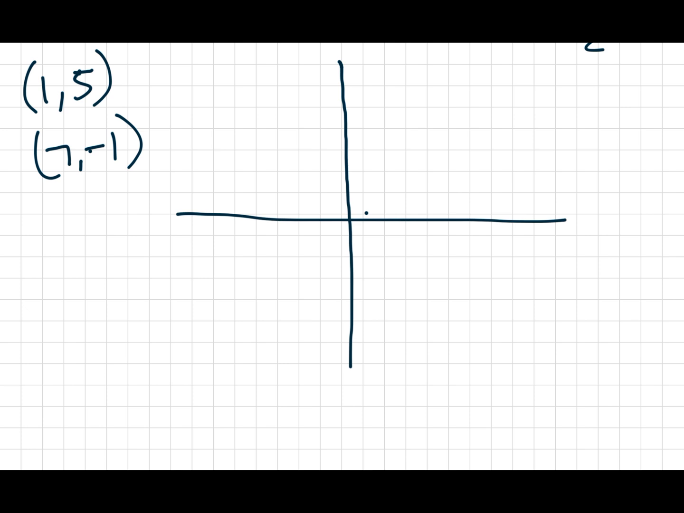1, 5. 1, 2, 3, 4, 5. Okay? And 7, negative 1. 1, 2, 3, 4, 5, 6, 7, negative 1. All right, so here is the line segment. It's wanting you to come up with the equation of a line that is a perpendicular bisector to this. So it's going to be somewhere in that area, okay?